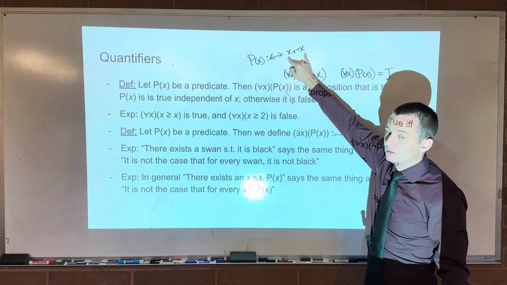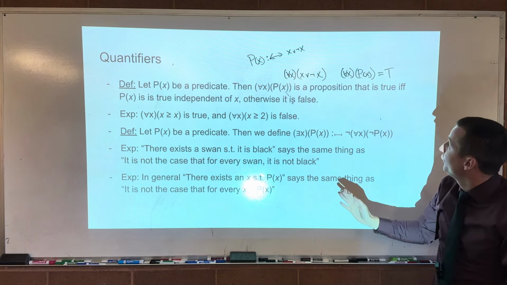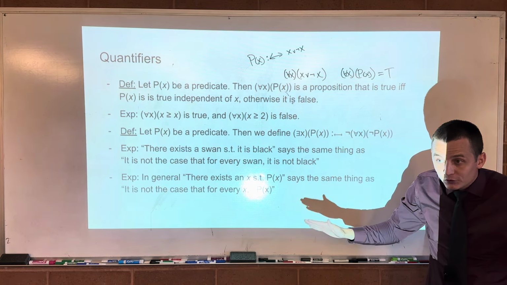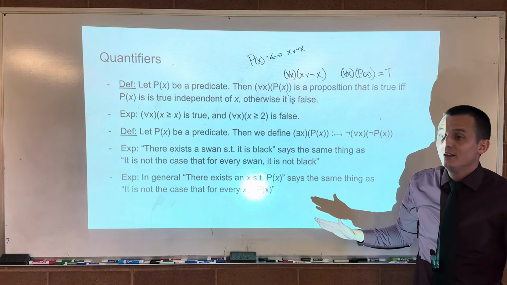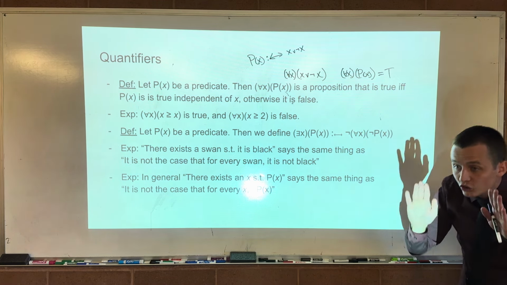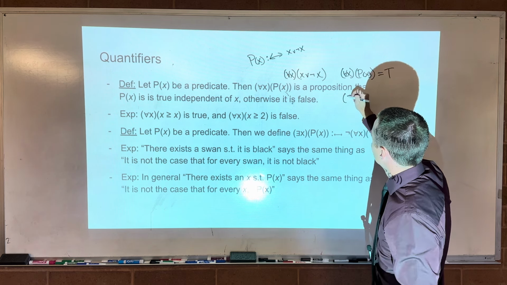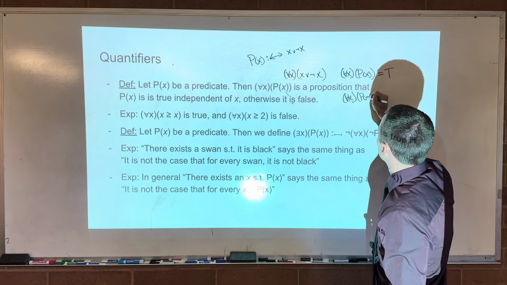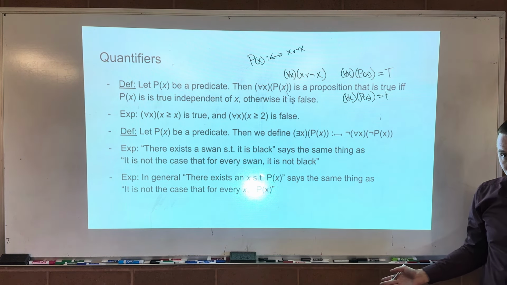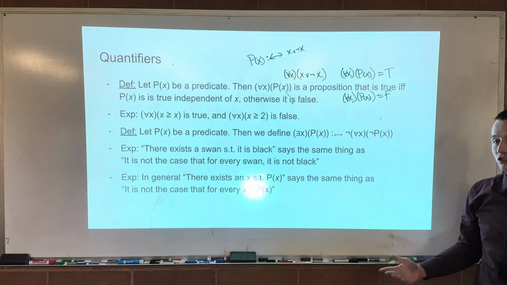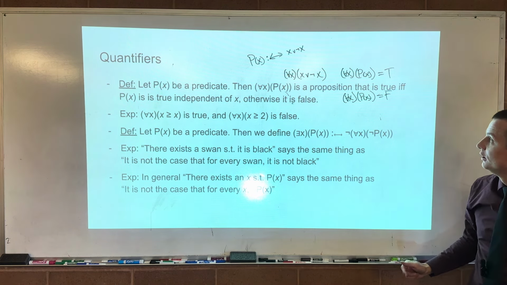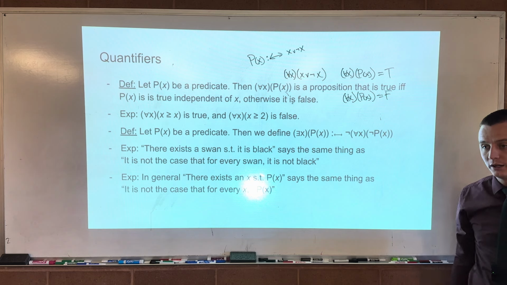Right, but it depends on what P of x is. If P of x is a predicate that's true no matter what x you plug in, then for all x, P of x is true. If it's not true for whatever x you choose to plug in, then for all x, P of x would be false. That's how we're defining the truth or falsity of these statements. When is for all x, P of x true? When P of x is true for every possible x. Or when is it false? When it's not true for every possible x.